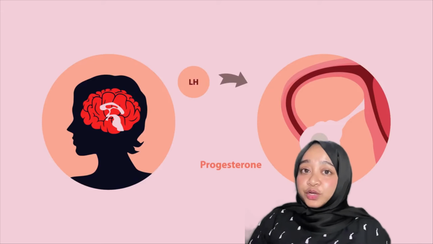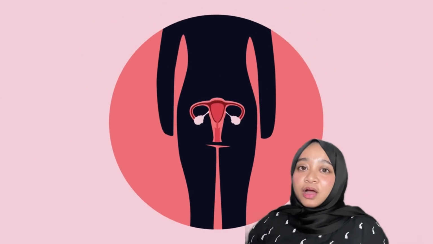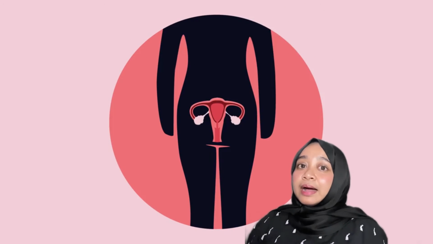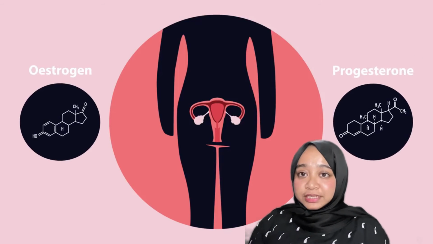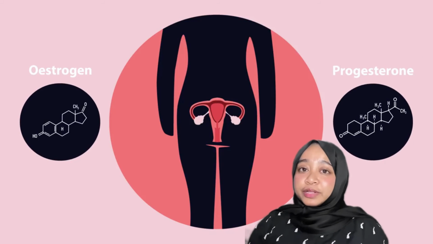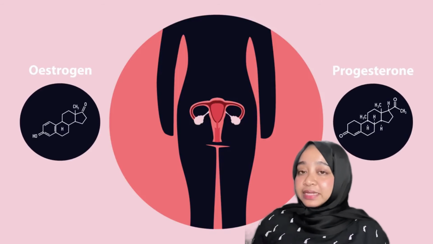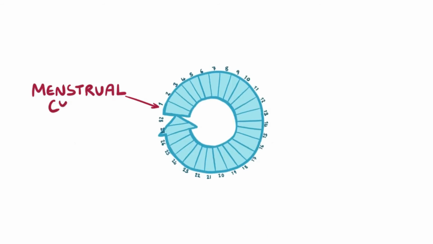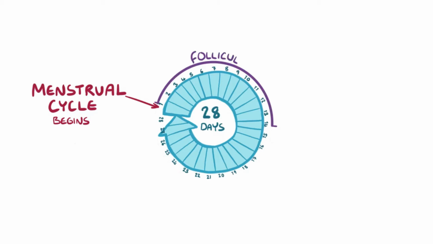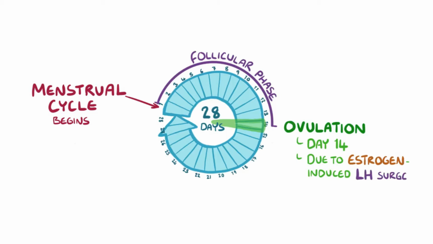So, from this video, you should now have a better understanding of how the menstrual cycle works, how the main hormones estrogen and progesterone control it, and how a woman's body is affected by these drastic changes. Alright, as a quick recap, the menstrual cycle begins on the first day of menstruation. For an average 28-day cycle, the changes which occur in the ovary during the first 14 days are called the follicular phase. Ovulation usually occurs at day 14 as a result of the estrogen-induced surge in luteinizing hormone.